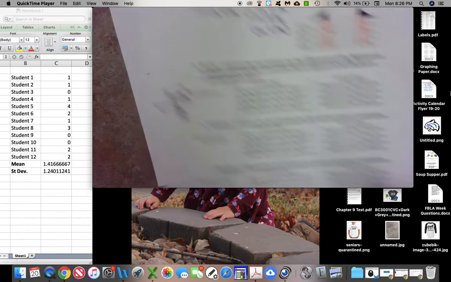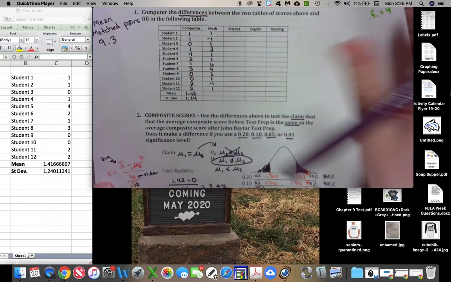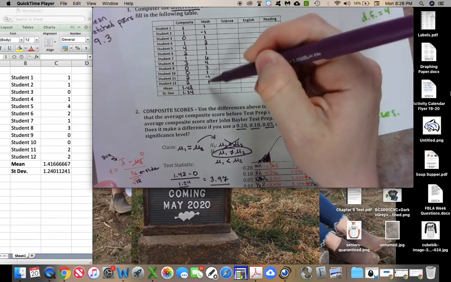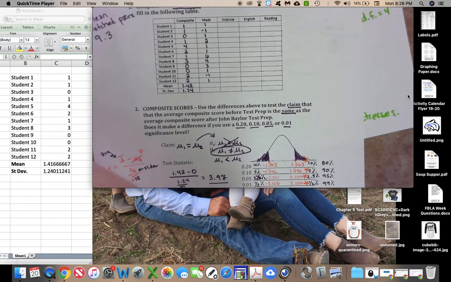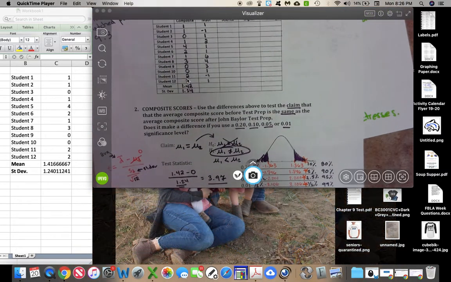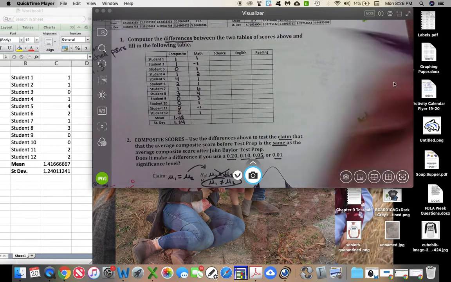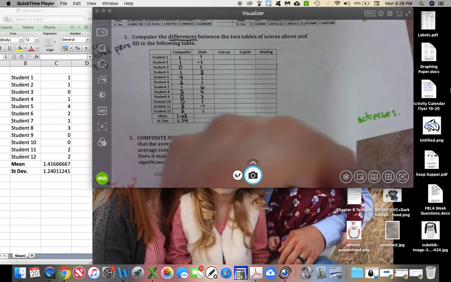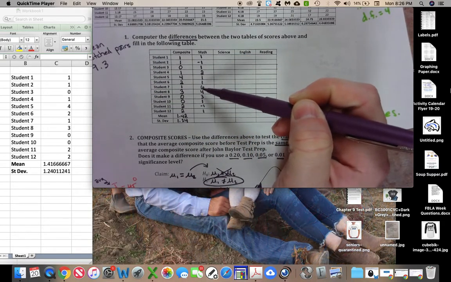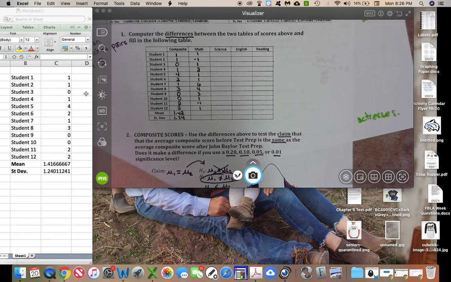Okay, so if we go back to this front side here, I told you guys to go ahead and fill these 4 columns out and get the math. I went ahead and filled the math out because that's the one that we're going to be doing here. I noticed that there's only 2 students that went down, and they only went down a point from before John Baylor to after John Baylor, which is kind of good. There's 1 student in here that raised it 6 points, so evidently John Baylor had an effect on them, or they just really bombed the first time, I don't know.